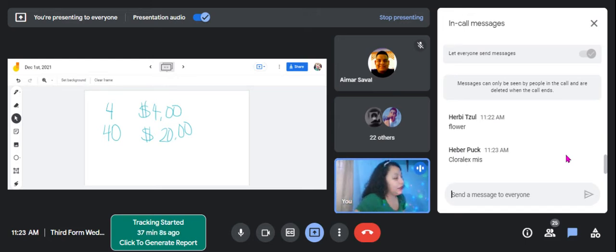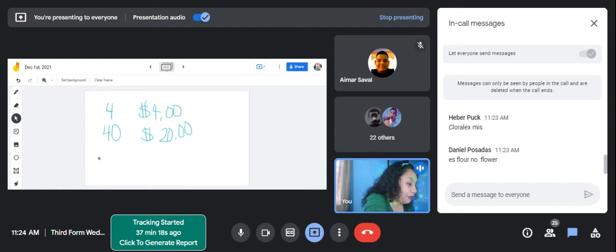Okay, so in this one, you have $4. So let's divide it. If the small pack costs $4, I am going to be doing $4 divided by 4. What does that give you? How much does each roll cost?